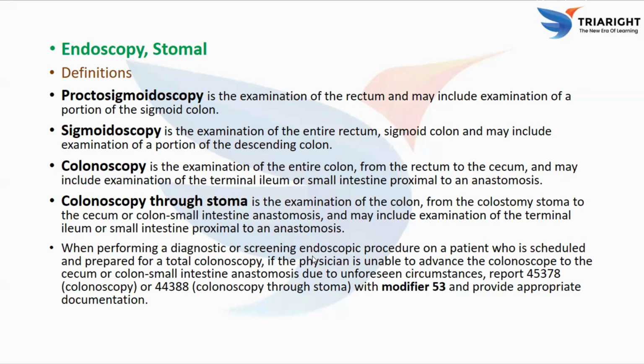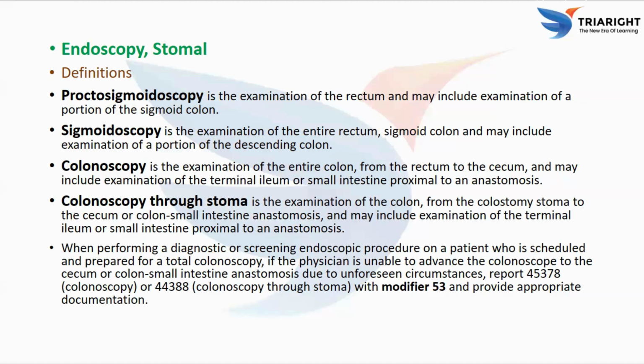Colonoscopy through stoma. So when is it done? When a patient has a colostomy. The scope is inserted through the stoma but not the rectum. So what is examined here? The colon from the colostomy stoma to the cecum or colon to small intestine anastomosis. It may include the terminal ileum. So it is the same colonoscopy, with a different entry route.